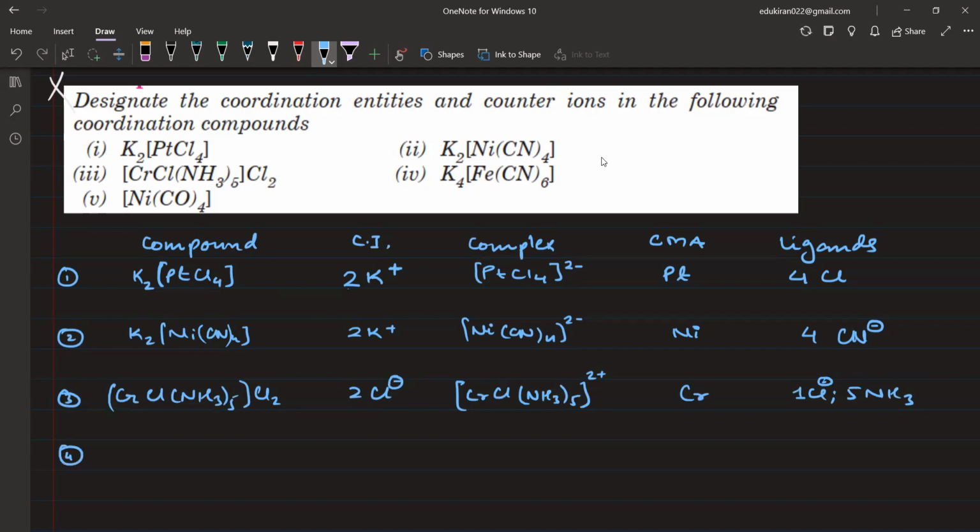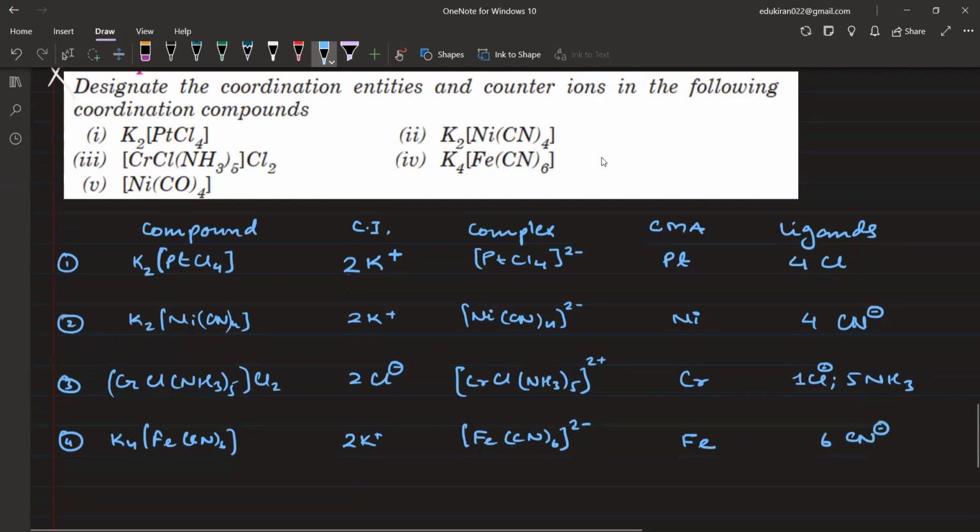For the fourth one, we have K4FeCN6. The counter ion is going to be 2K positive. Complex is going to be FeCN6, 2 negative. Central metal atom is going to be Fe. The ligand is going to be 6 CN negative ions.